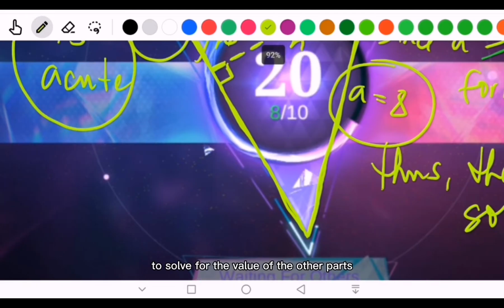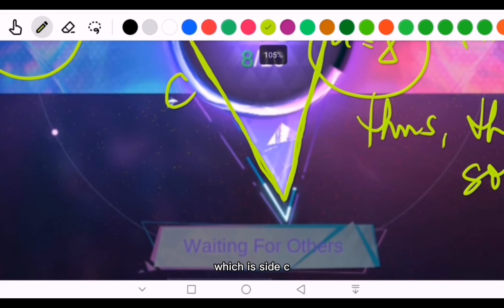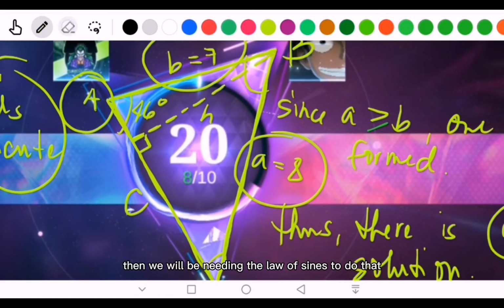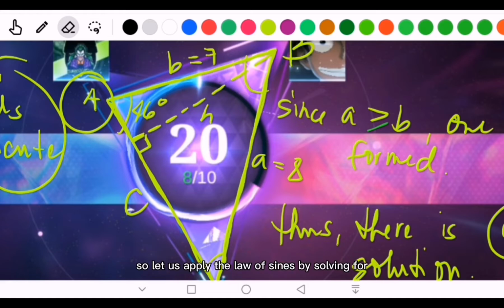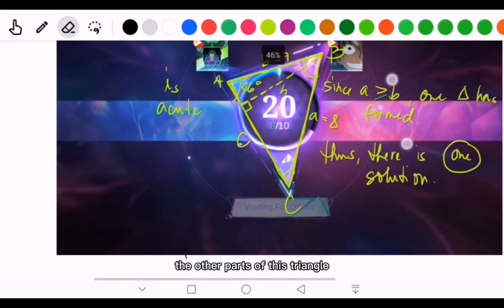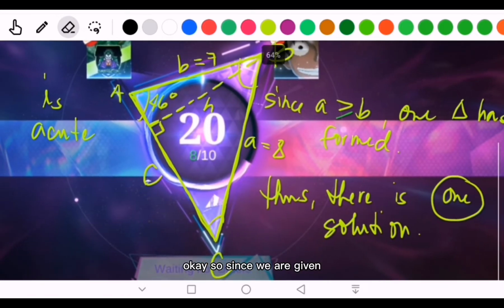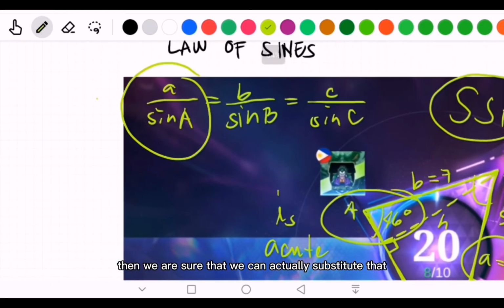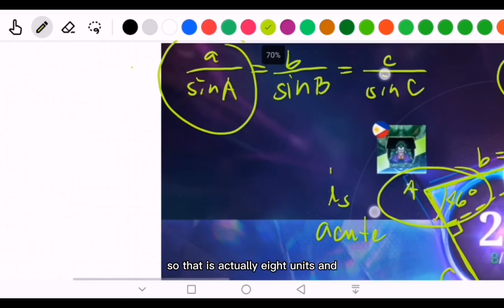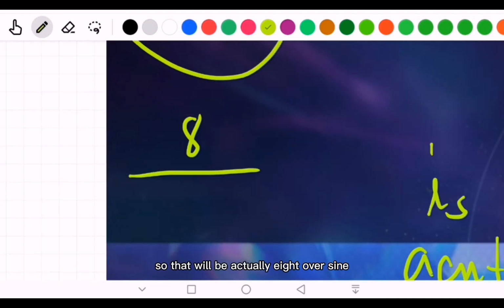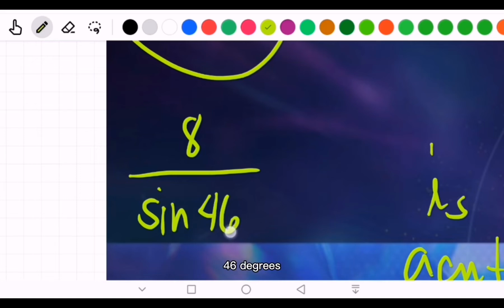To solve for the value of the other parts, which are side C, angle C, and angle B, we will be needing the law of sines. So let us apply the law of sines by solving for the other parts of this triangle. Since we are given angle A and side A, we are sure that we can substitute that in the first given ratio. So that is 8 units and 46 degrees, so by this ratio, that will be 8 over sine 46 degrees.